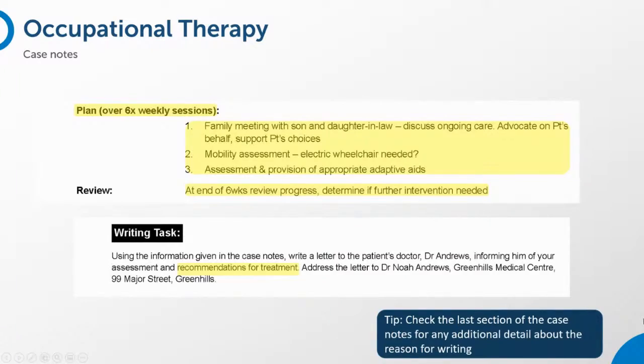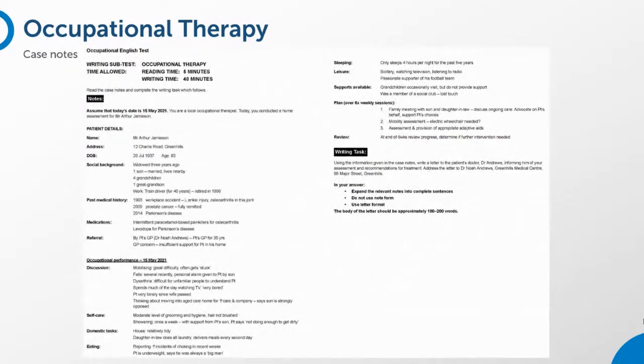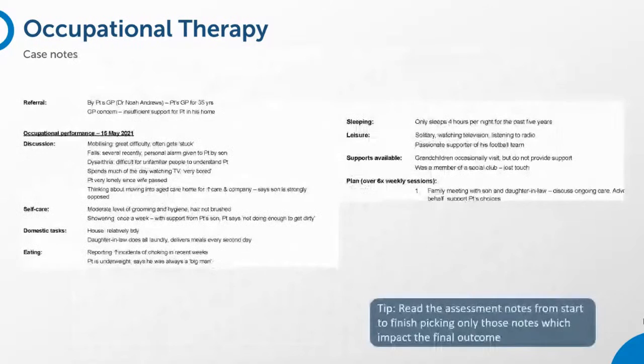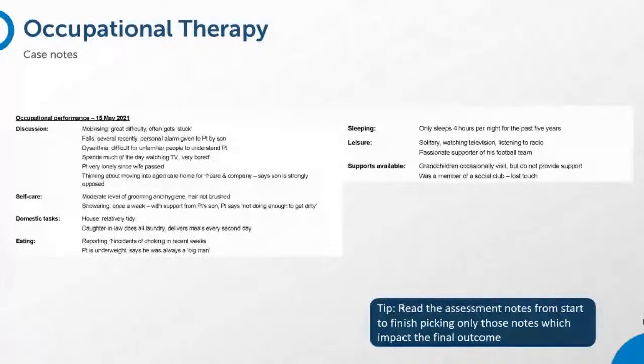Looking back at the occupational performance section, we can see that there is a mix of objective and subjective information, and the objective details such as difficulty mobilizing, presence of dysarthria, watching TV for most of the day will be worth including. We can also find details about the patient's thoughts about moving to an aged care home and his son's opposition to this, as well as the support the patient is currently receiving from his family.